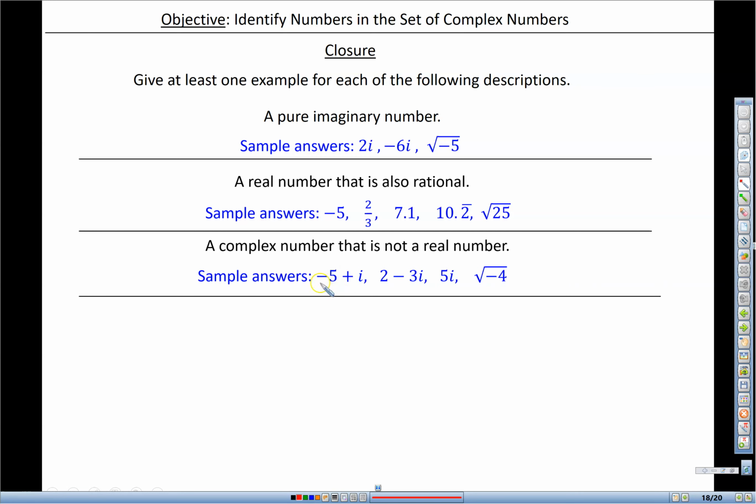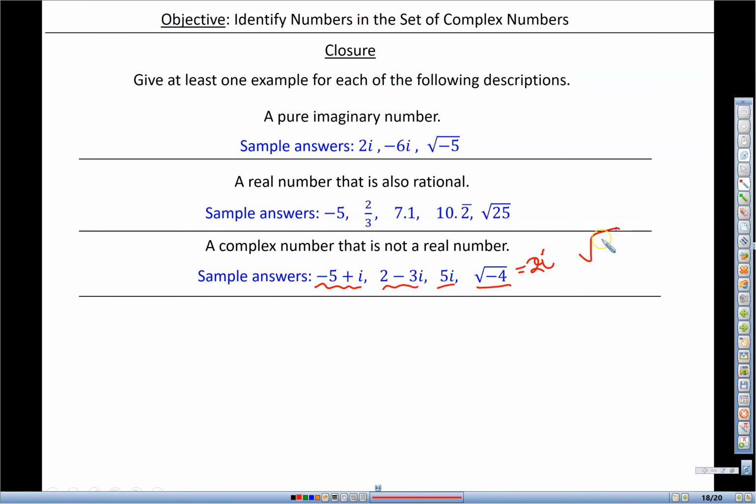So here you might have done an a plus bi number like -5 plus i or 2 minus 3i. You might have done a pure imaginary number like 5i or the square root of -4, which is 2i. And so those are your two options. Those would all be complex numbers that are not real numbers.